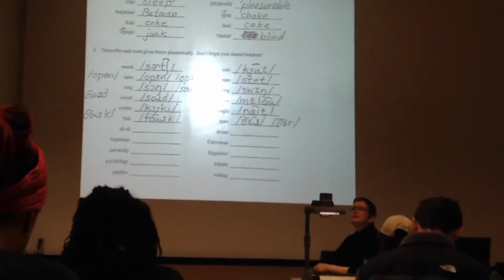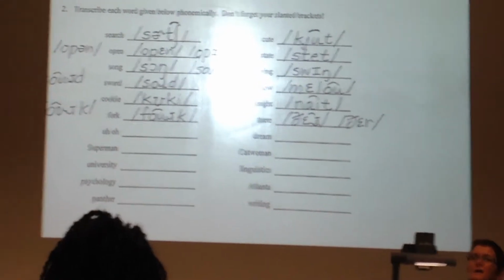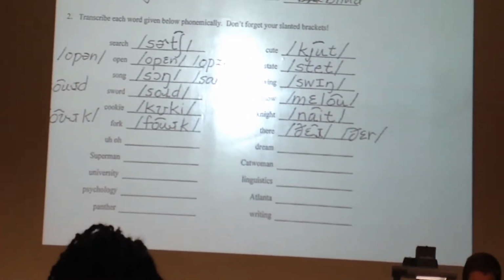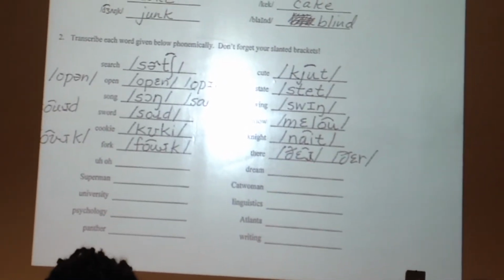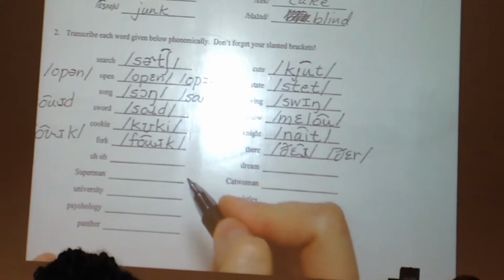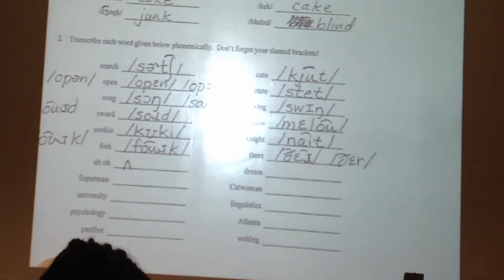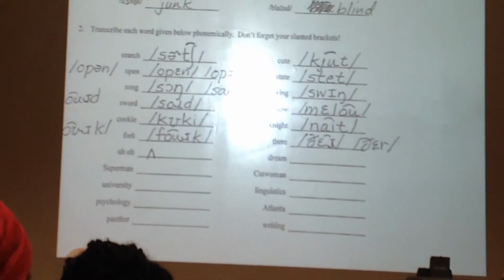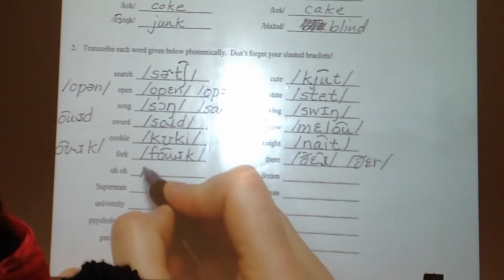What's the first vowel in uh-oh? Which one? In what word? Truck. Yep, the upside down V, or the caret. Sometimes it's called caret, sometimes it's called wedge.